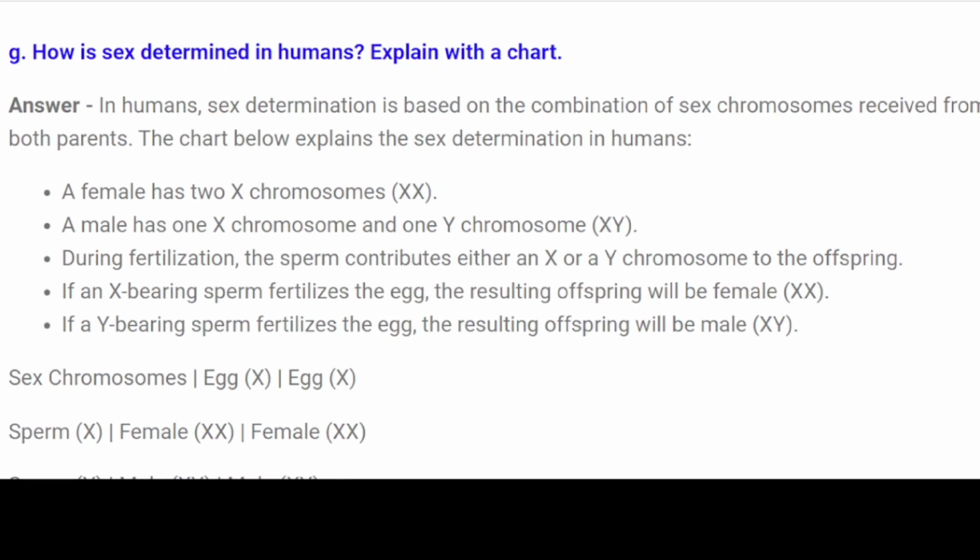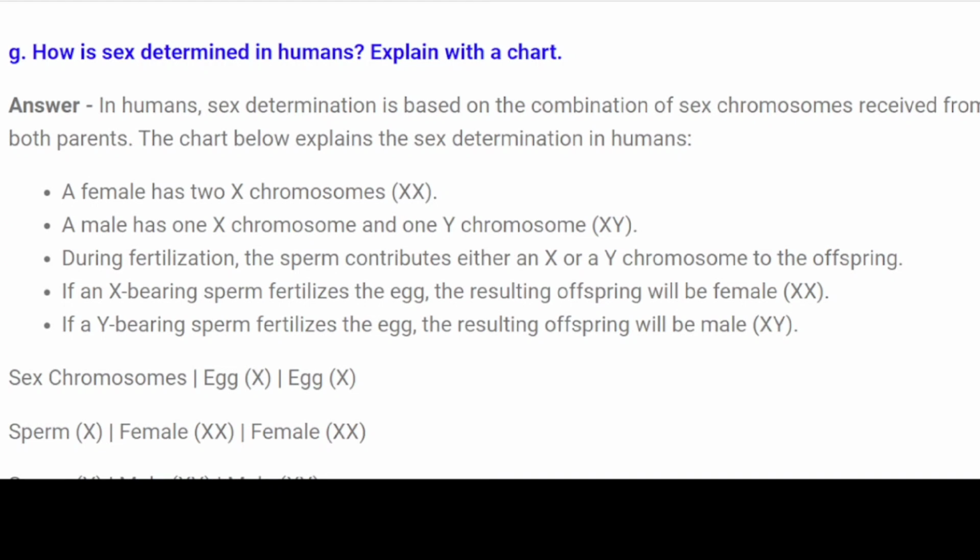Sex chromosomes: egg X, egg X. Sperm X: female XX, female XX. Sperm Y: male XY, male XY.